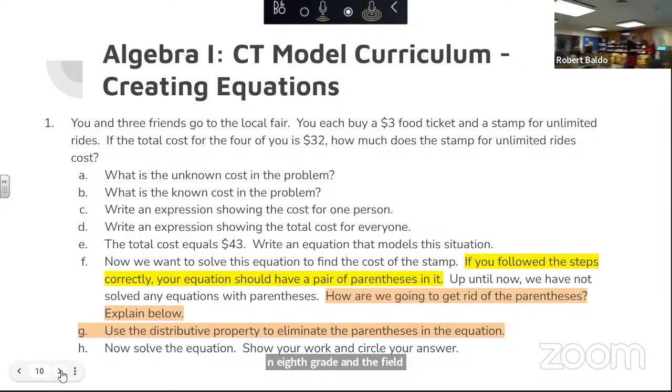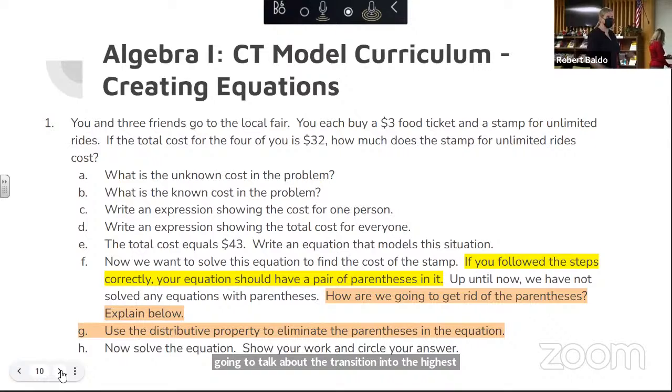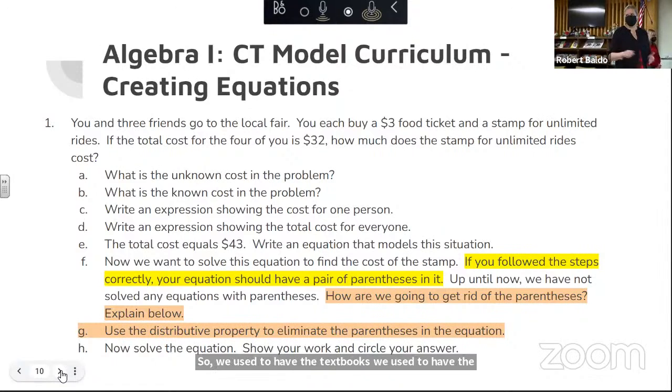So now I'm going to talk about the transition into the high school, kind of the before and after in Algebra 1, which I currently teach. We used to have the textbooks, we used to have the problems, and like Carol said, they stamped Common Core on them and added a couple more problems, but they still weren't rich, thought-provoking, and conducive to collaboration. So Connecticut came up with a model curriculum, I would say about 10 years ago.